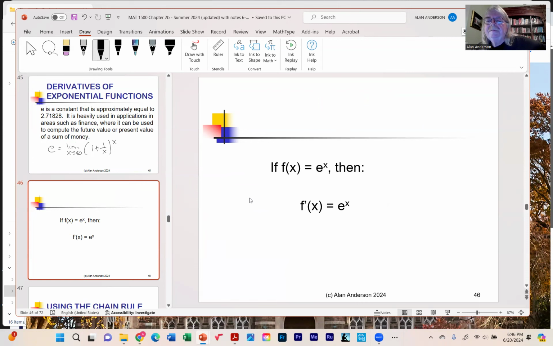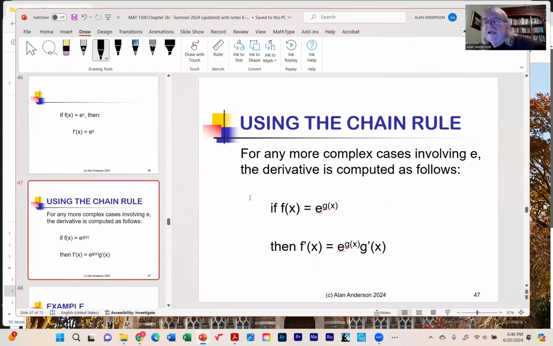Now, if the exponent is a function of x other than just plain x, using the chain rule, and this is coming from the chain rule, by the way, then what we have to do is, instead of just e to the g of x, we need this g prime of x. And by the way, this is just a special case of the chain rule.